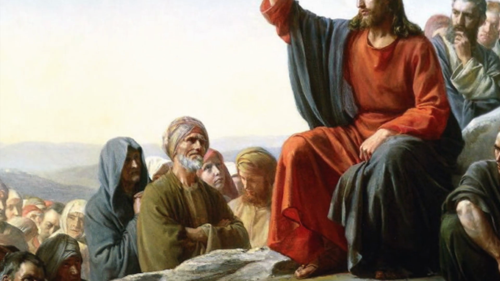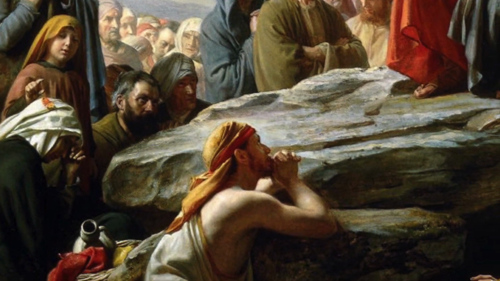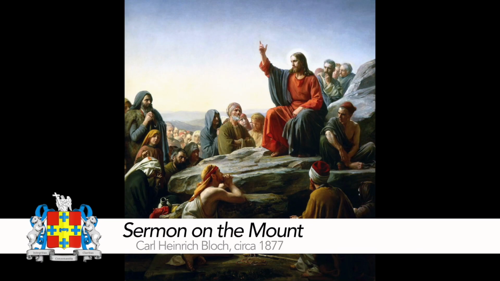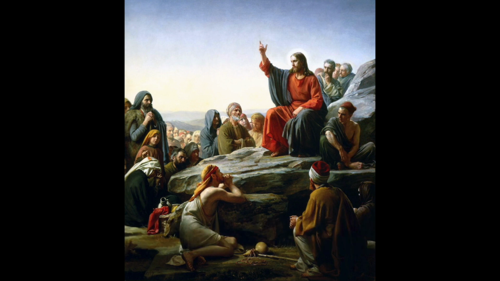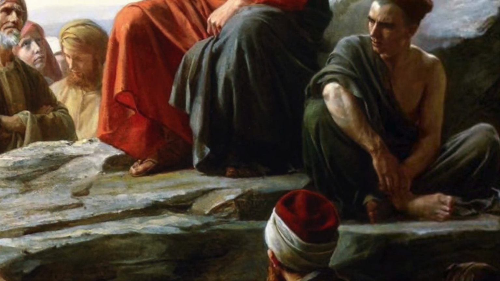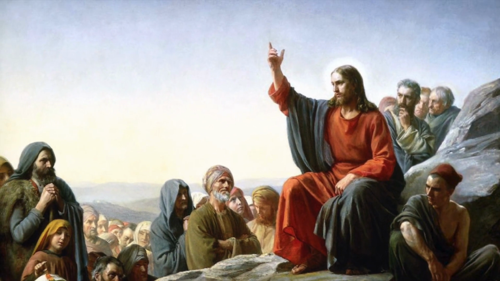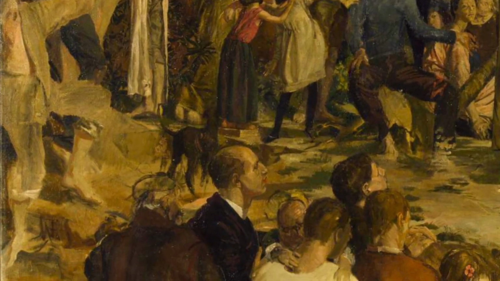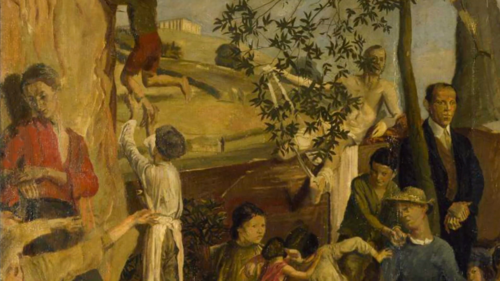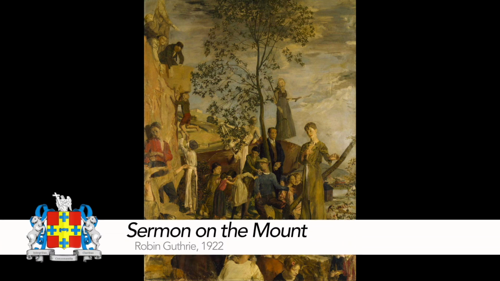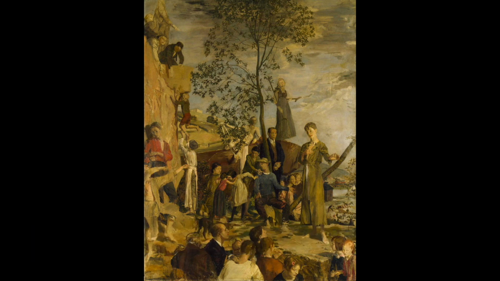want to show you how an earlier artist treated the same subject matter, and here we're showing a painting by Karl Heinrich Bloch, from 1877, so about 20 years before the painting that we're currently looking at. There you can see it's still a much more traditional way of painting, but I think equally striking, to be perfectly honest. And then secondly, we've chosen to show you a slightly later treatment of the Sermon on the Mount. This is a painting from 1922 by Robin Guthrie, and as you can see, it is quite a striking painting too.